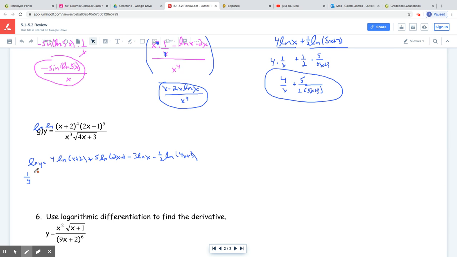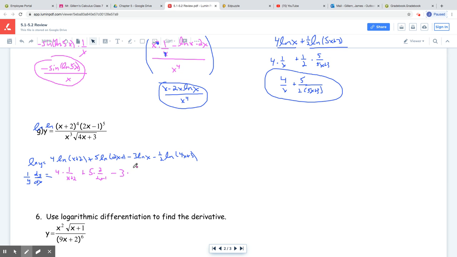Sorry, the derivative of natural log of y is 1 over y. And then we get this dy over dx, right? Let me just change color so you know I'm doing the derivative here. So 4 times the derivative of this is 1 over x plus 2, plus 5 times the derivative of 2x minus 1 is 2 over 2x minus 1. See, these aren't hard derivatives once you do this.